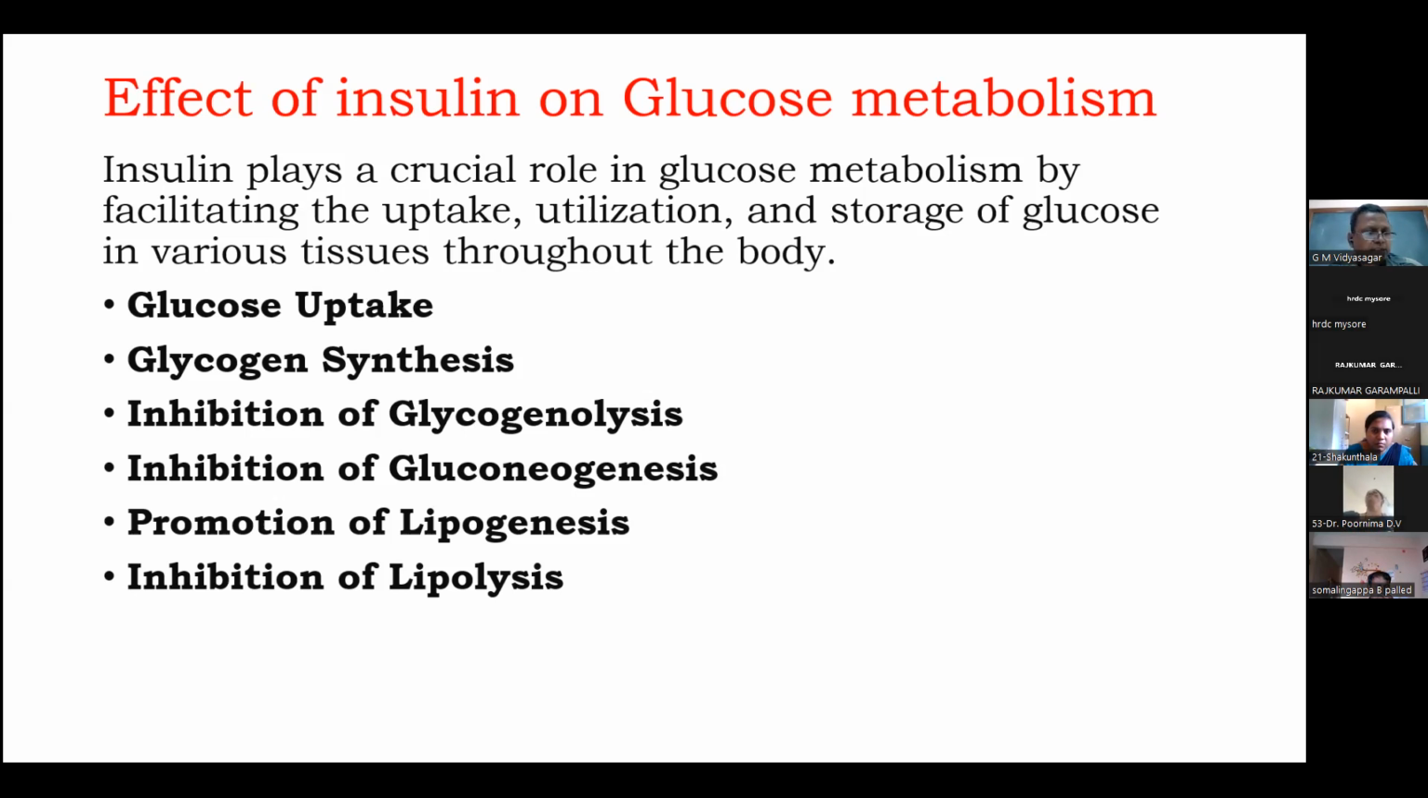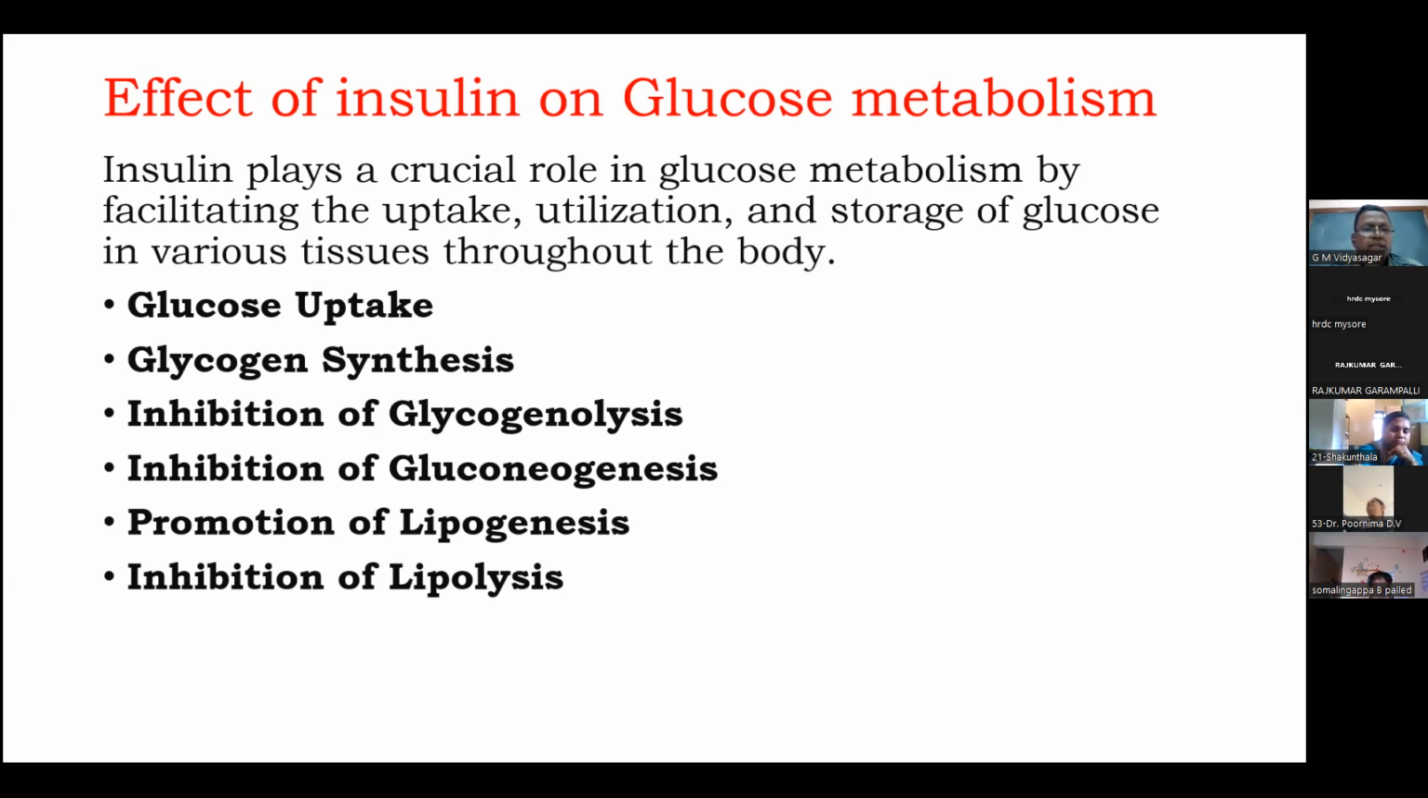Then glycogen synthesis, it occurs in the liver and muscle cells. Insulin stimulates the conversion of excess glucose into glycogen through the process of glycogenesis, and glycogen serves as the storage form of glucose and can be quickly broken down into glucose when it is required. Then the third one is inhibition of glycogenolysis. The inhibition here is of the breakdown of glycogen into glucose, known as glycogenolysis, primarily in the liver. This action helps maintain blood glucose level within the normal range.